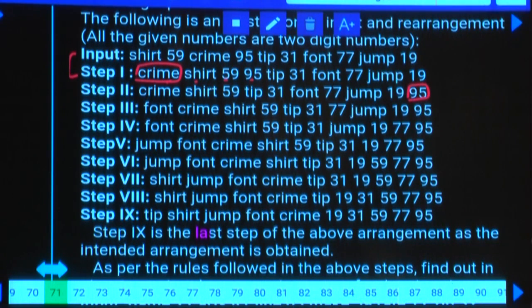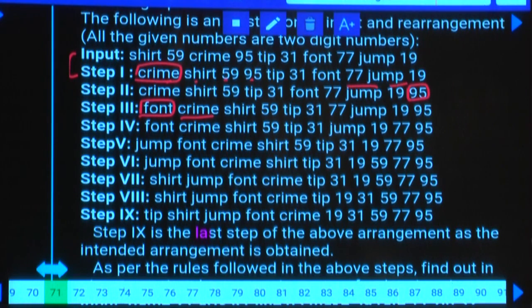That means in odd number steps, words were arranged, and in even number steps, numbers will be arranged, words at the left hand side position and numbers at the right hand side position. And after this crime, the next one is 95 arranged at the last place, all the remaining elements 19, jump were shifted to the next position towards left hand side. Done with this? Then after this, step 3. Then what happened in step 3 here? Crime shifted to the next place and the next word after crime, that is font, arranged at the first place. All the remaining words shifted to the next position, step 3.